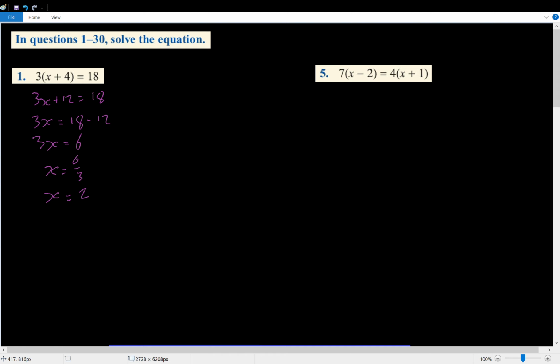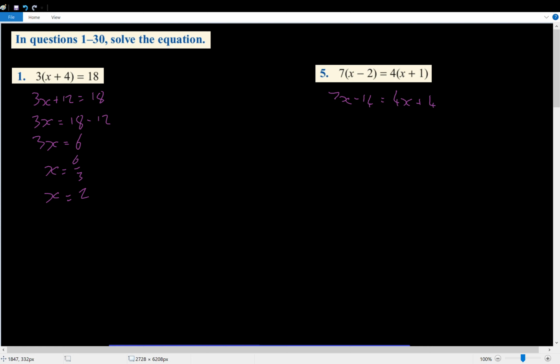This time we've got brackets on both sides. So we're going to have to remove both of those brackets before we go on. So on the left hand side, 7 times x is 7x, and 7 times minus 2 is minus 14. And on the right hand side, 4 times x is 4x, and 4 times 1 is plus 4, like that.